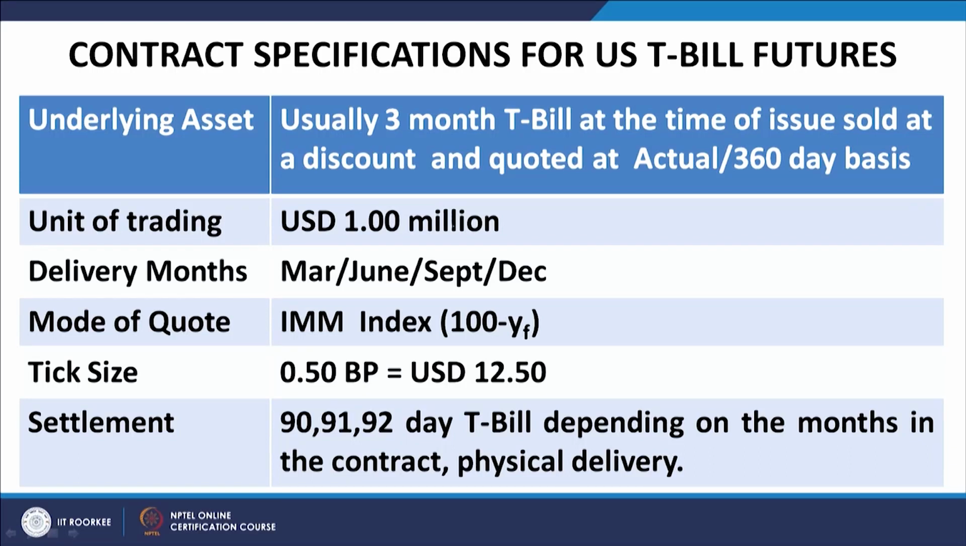The method of quotation is again similar, 100 minus y, and the tick size here is given in terms of the interest, which is 0.50 basis point, which translates to US dollars 12.50, because you are having a factor of 90 days investment here. So, a change in interest rate or a change in yield of 0.50 basis point translates to a change in contract value of US dollars 12.50, as can be seen. So, these are some technical details about the US dollars T-bill futures.